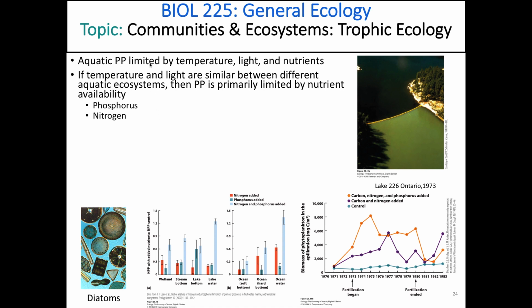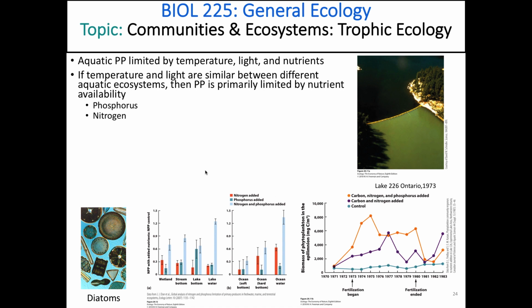Aquatic primary production is also limited by temperature, not as much by precipitation because it is aquatic, but instead it's limited by light because not the entire aquatic ecosystem gets light, only the surface layers, and much more heavily by nutrients. So if temperature and light are similar between different aquatic ecosystems, then primary productivity is entirely limited by nutrient availability. And just like on land, the two nutrients that plants are most limited by are phosphorus and nitrogen.